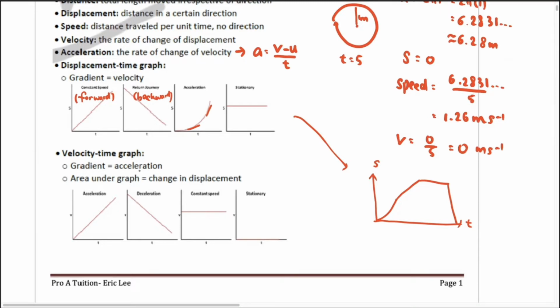Okay, so if you want to find out the area under the graph, the area under the graph represents something: change in displacement. To remember the area represents change in displacement, you just take velocity, multiply with time, then you should think of displacement. As we know from here, velocity is displacement over time. So displacement is velocity multiplied with time.